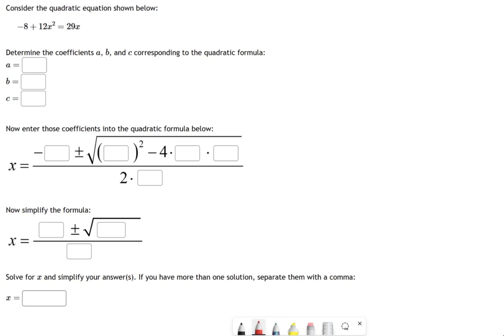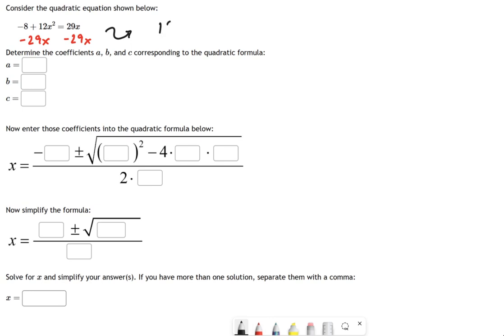And what I need to do at the start is make sure I have 0 on one side. So what I'm going to do is say minus 29x, because I want that side to be equal to 0. And if you're wondering, yes, you could also add 8 and subtract 12x squared from each side to get the left side equal to 0. That would work fine. But I'm just going to go after this side. I actually have a preference for making sure my x squared term is positive. It's not necessary, but I kind of like it that way.